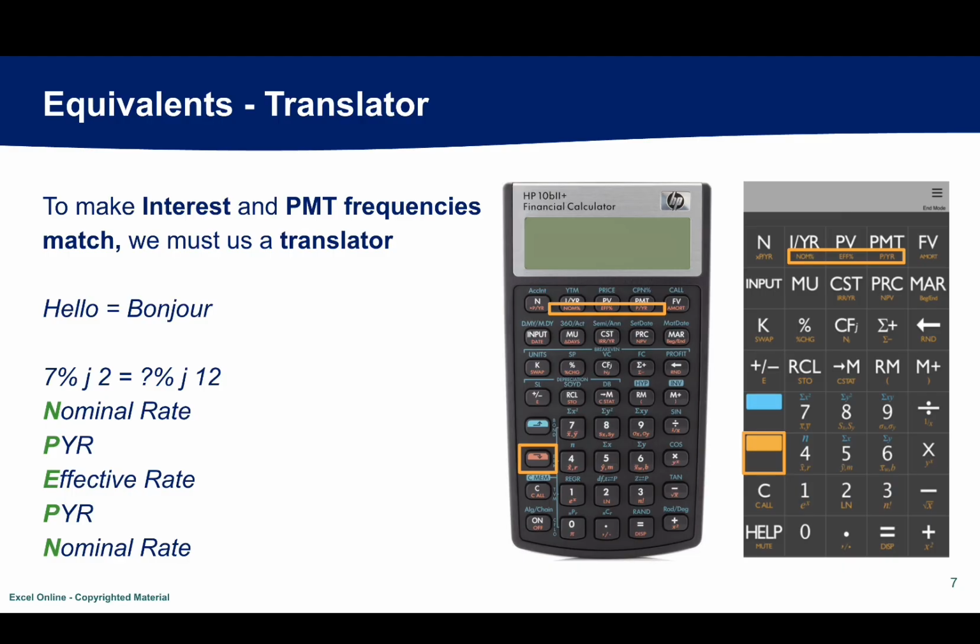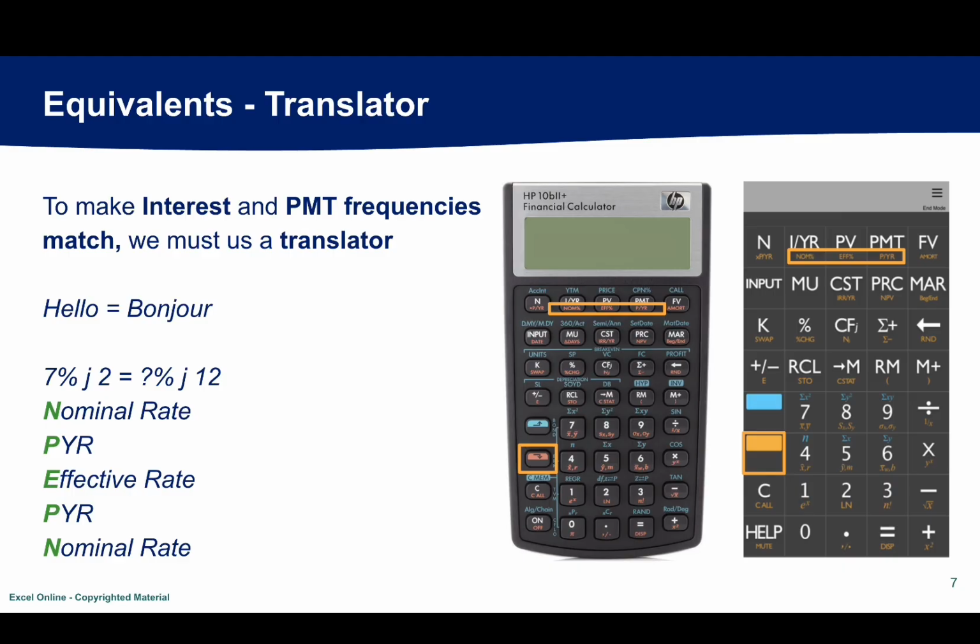So to turn a 7% J2 rate into a J12 rate, we will plug it into NPEPN. NPEPN is just an acronym to help us remember the 5 steps involved. And the keys for NPEPN are the 3 orange shift keys at the top center of the calculator.